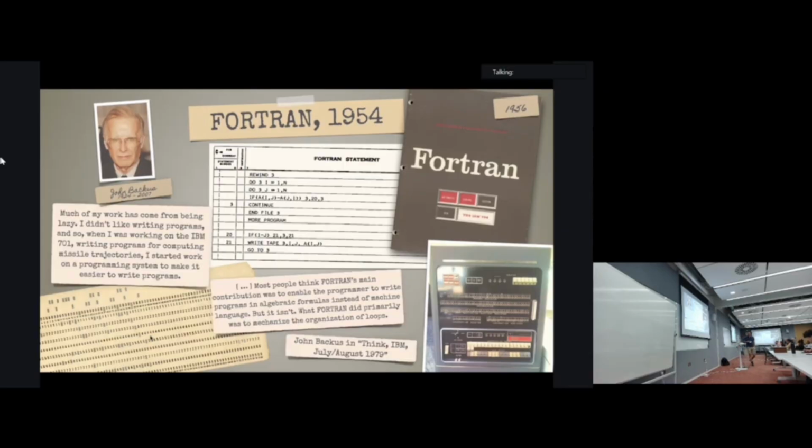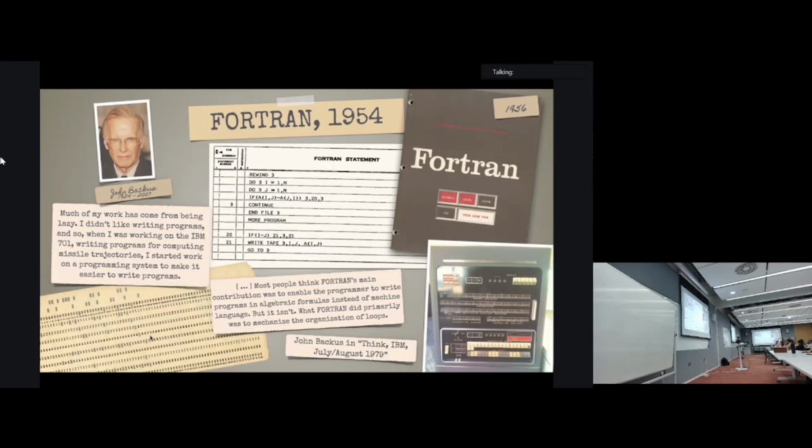Well, John Backus says, well, most of my work has come from being lazy. I didn't like writing programs, and so when I was working on the IBM 701, writing programs for computing missile trajectories, I started to work on a programming system to make it easy to write programs. So most people think that Fortran's main contribution was to enable the programmer to write programs in algebraic formulas instead of machine language, but it isn't, he says. What Fortran did primarily was to mechanize the organization of loops.